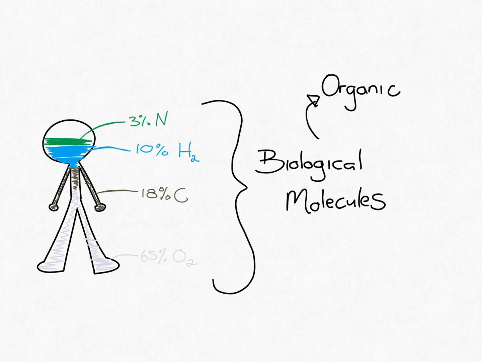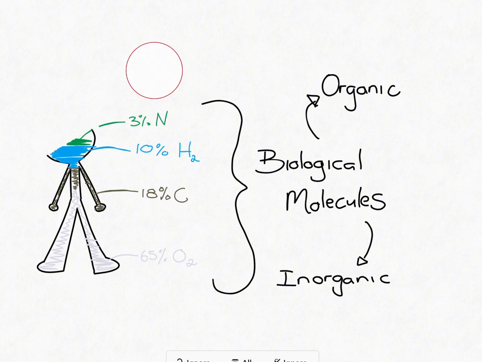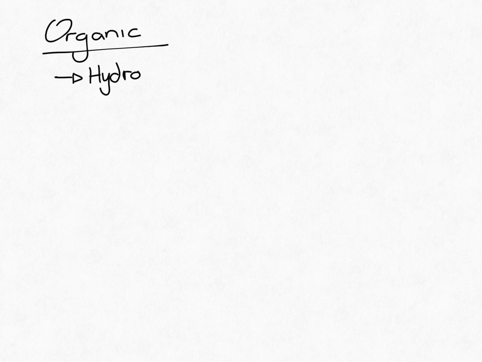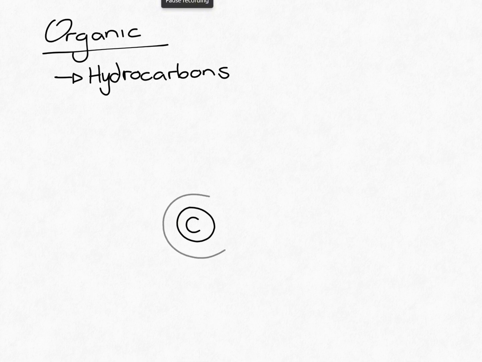These can be divided into two groups, namely organic and inorganic molecules. Organic molecules always contain carbon and hydrogen and are known as hydrocarbons. For this, as it can form covalent bonds with four other atoms.